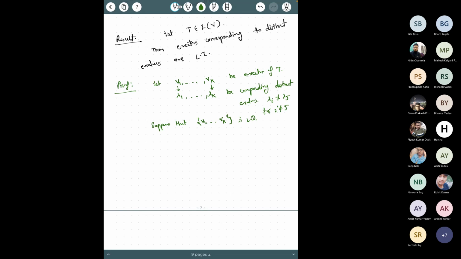So you choose the smallest integer m such that vm is the first vector that can be written as a linear combination of the previous ones. For example, if v1 cannot be, then you look at whether v2 can be written as a linear combination of v1. If yes, you choose v2; if not, you go to v3 and check the same thing. So let m be the smallest integer such that vm can be written as a linear combination of the previous ones. That means vm is in the span of v1 to vm minus 1.